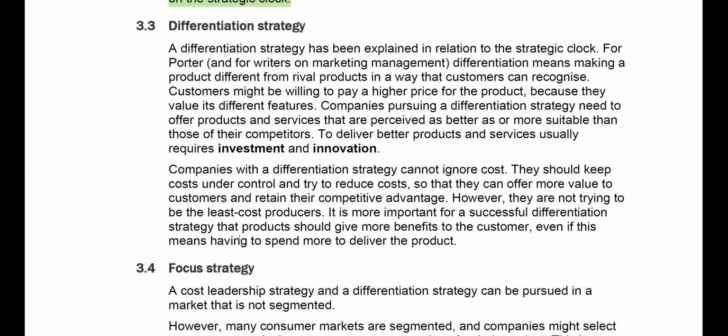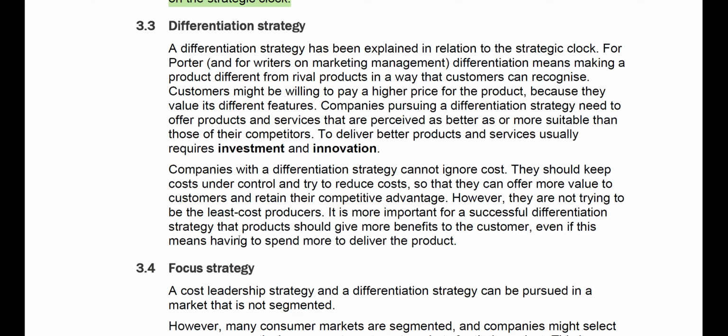To deliver better products and services usually requires investment and innovation. So you must invest into it and then you must innovate. So companies with a differentiation strategy cannot ignore cost. You remember I told you? Yes, they should keep costs under control and try to reduce costs so that they can offer more value to customers and retain their competitive advantage. However, they are not trying to be the least cost producers.